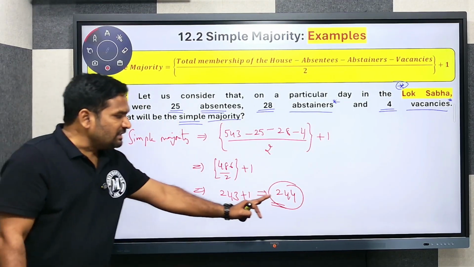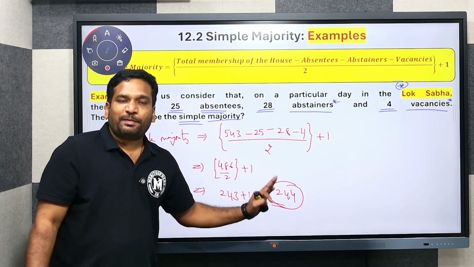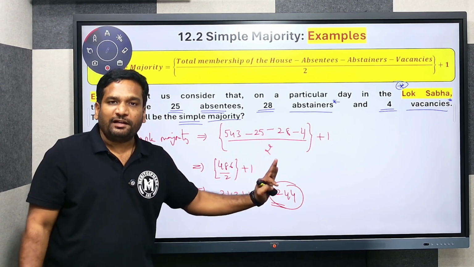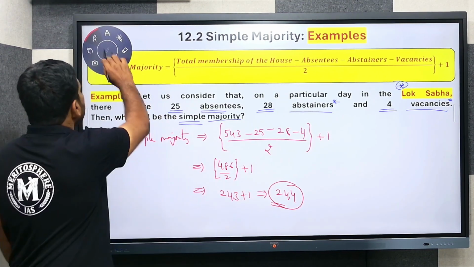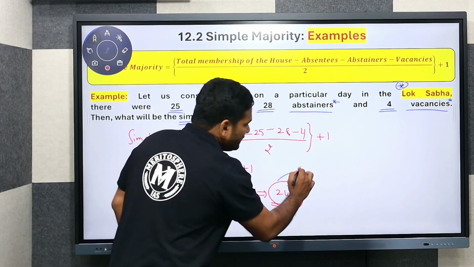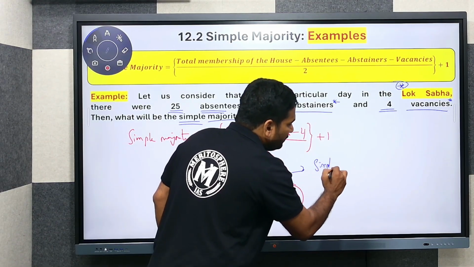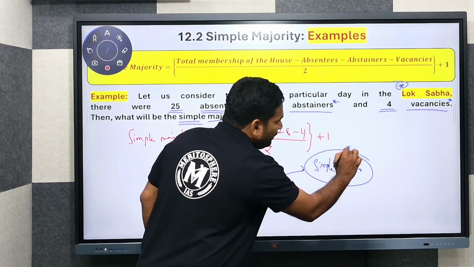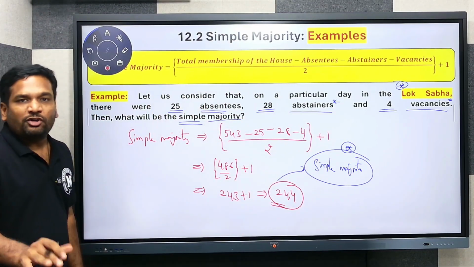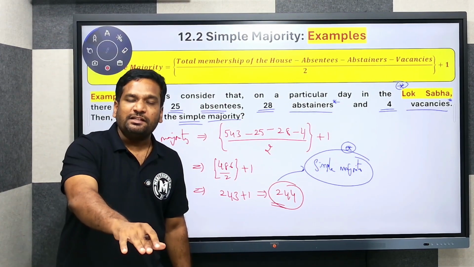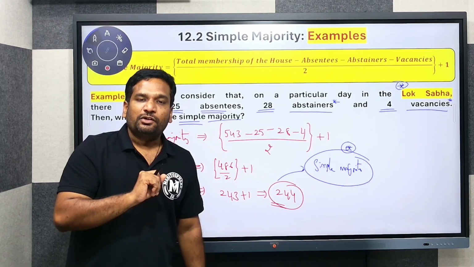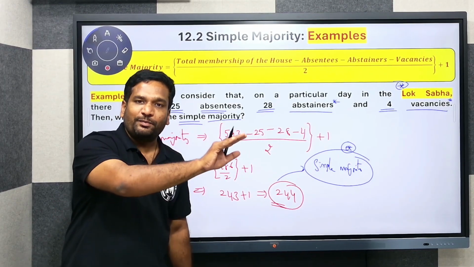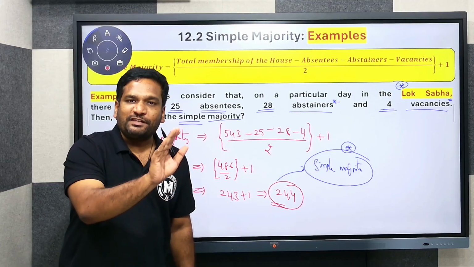244. So this is the majority of the members present and voting on that particular day. This is the simple majority that is required on that particular day. So the simple majority changes based on the absentees, the abstainers, and the vacancies. Whenever we deduct all these values from the total membership of the house, we will get members present and voting.